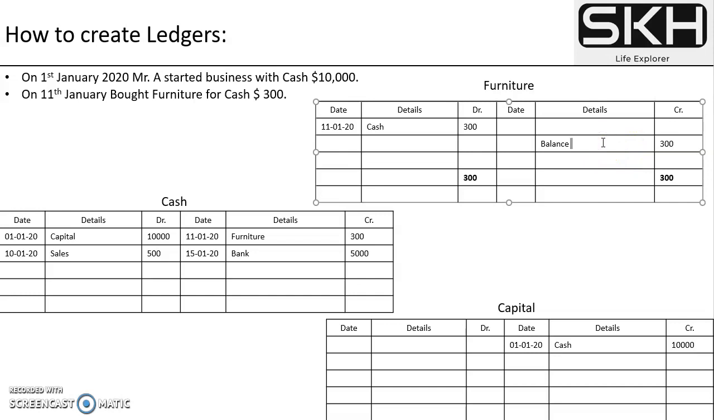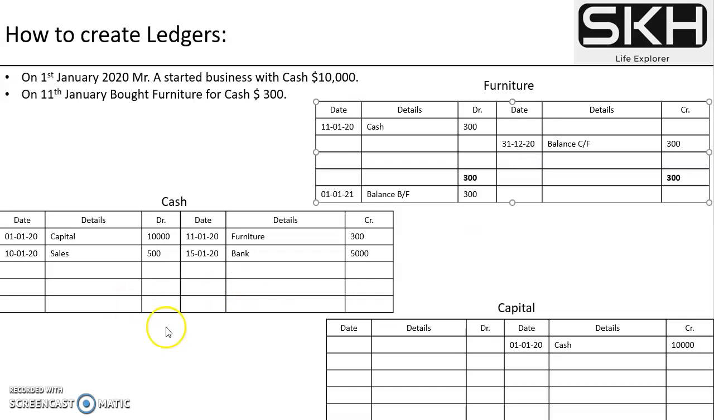This balance is called balance CF. CF stands for carried forward, which means at the end of the year, we had furniture worth 300, and in the next year this balance will be shifted to the opposite side. So on 1st January 2021, this will become the balance BF 300, which means we started 2021 with 300 value of furniture, and the closing balance should be on 31st December 2020, which means the last day of the year. So this is how we do the balance.